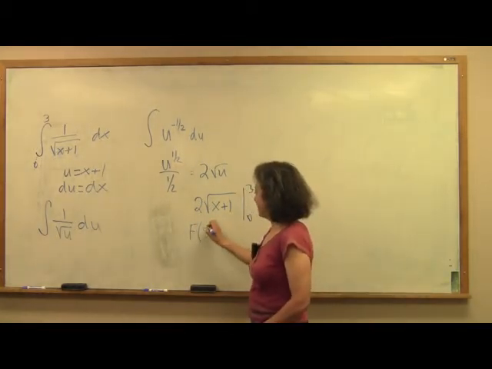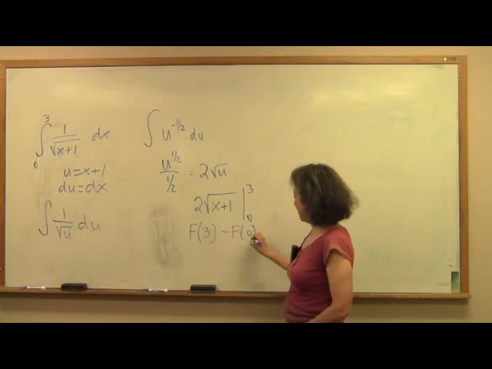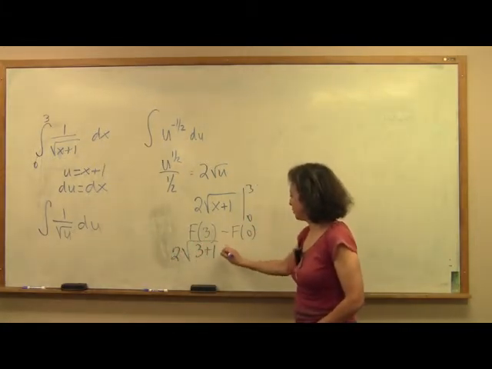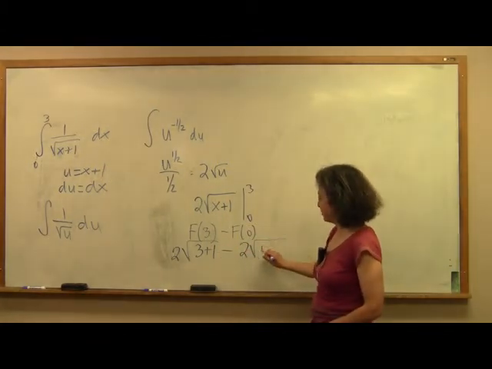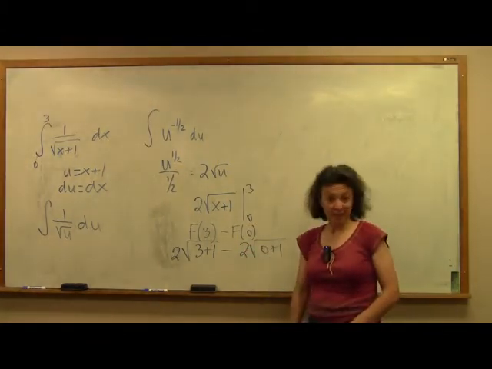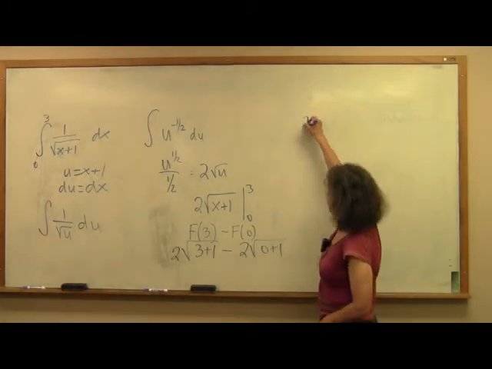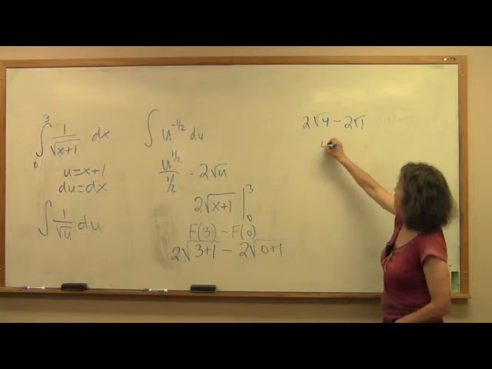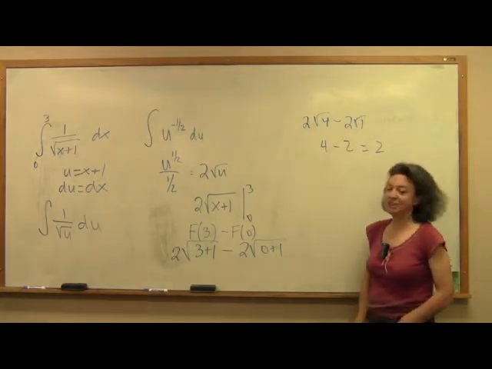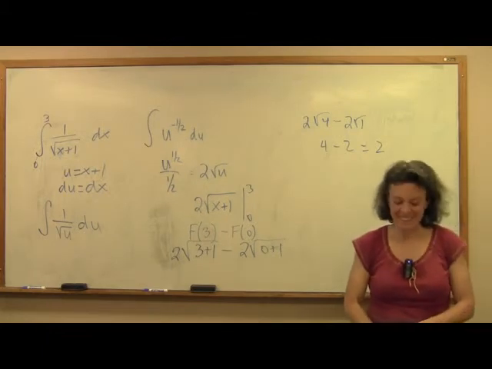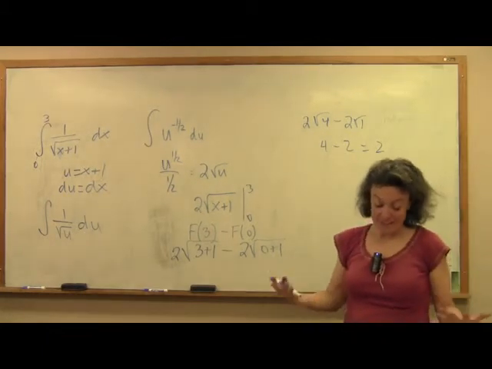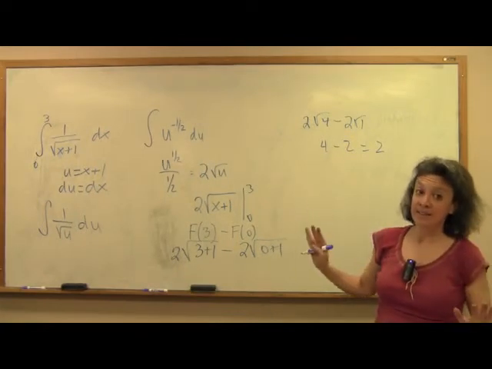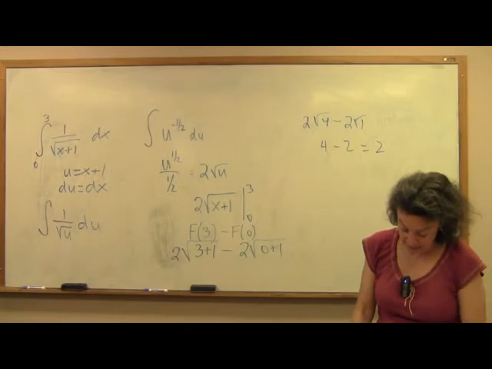So we take f of 3 minus f of 0. So that's 2 times the square root of 3 plus 1 minus 2 times the square root of 0 plus 1. Celebrate nice numbers. That's 2 root 4 minus 2 root 1. So what do you get here? You get 4 minus 2, or 2. Isn't that cool? Okay, so when you're doing a definite integral with substitution, you proceed in the same way and then you substitute in at the end.